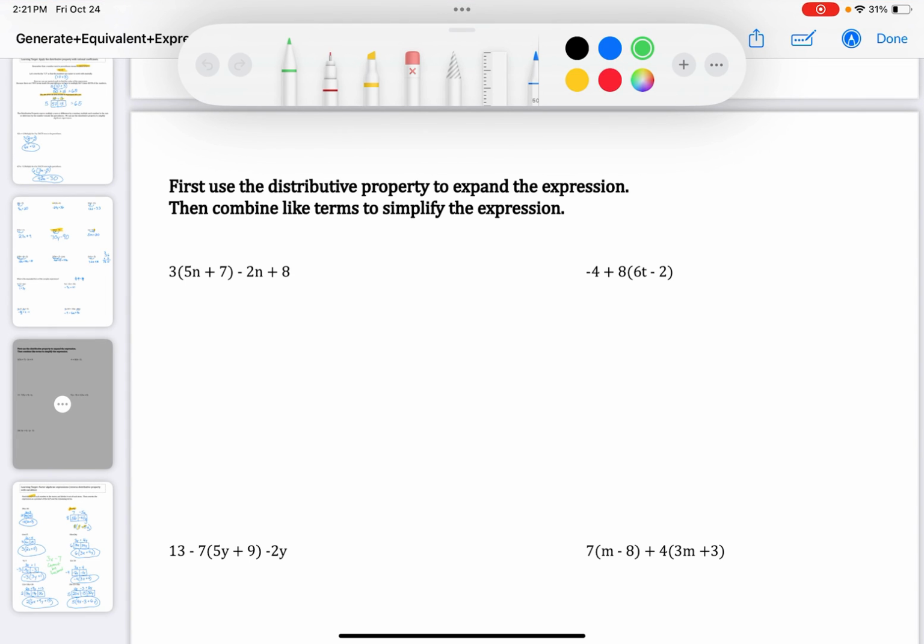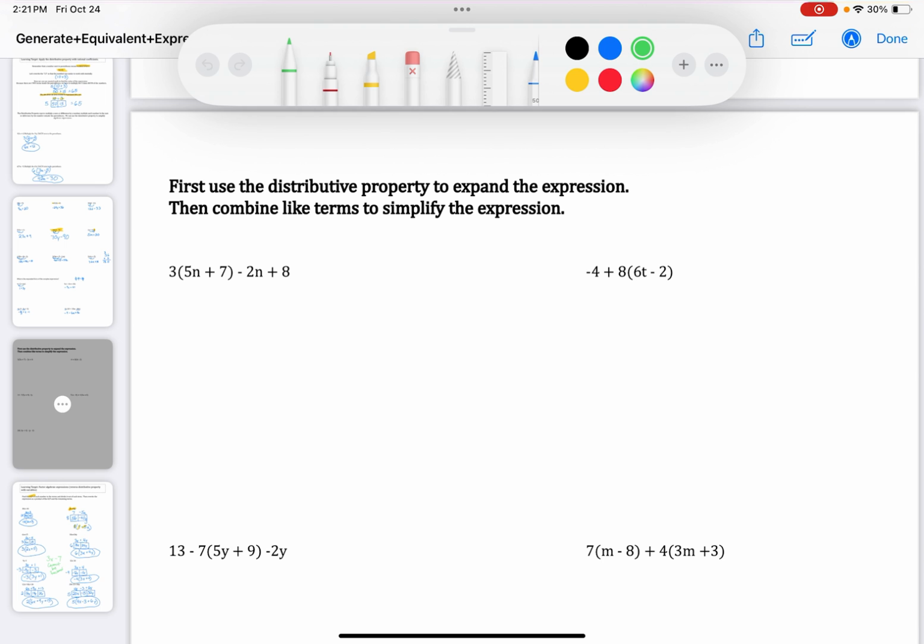All right, hey Math 7, this is video notes for distributive property and combining like terms. So we distribute and then combine. There is a good chance you might see this on your quiz as an opportunity for exceeding expectations.